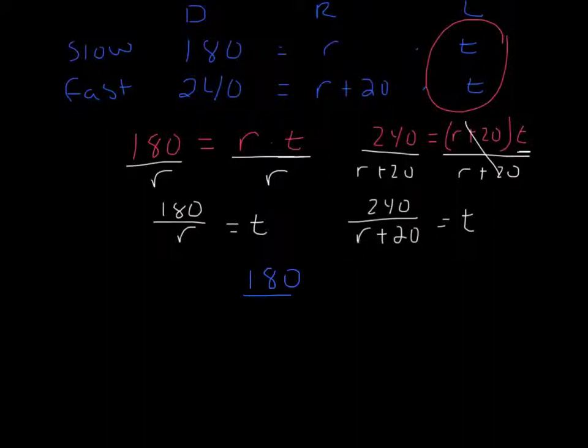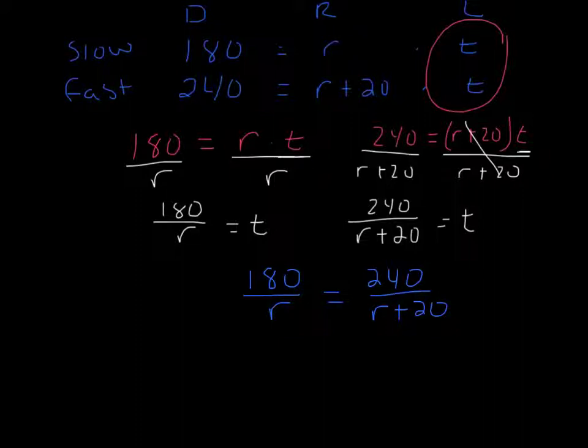180 over r is equal to 240 over r plus 20, because they're both equal to each other. Okay, so now they're set up like equations that we can solve. So how do we get rid of the denominators here?